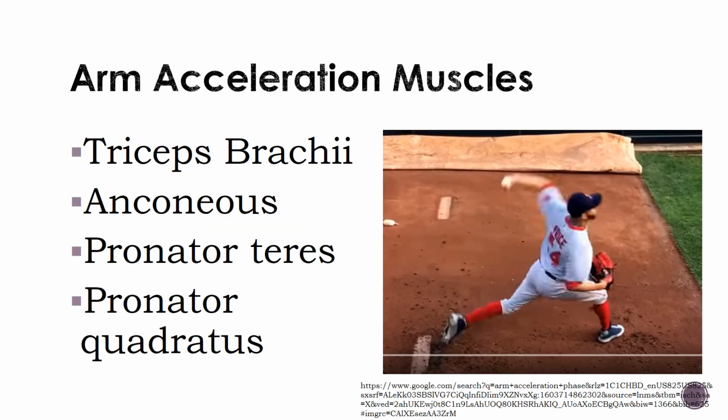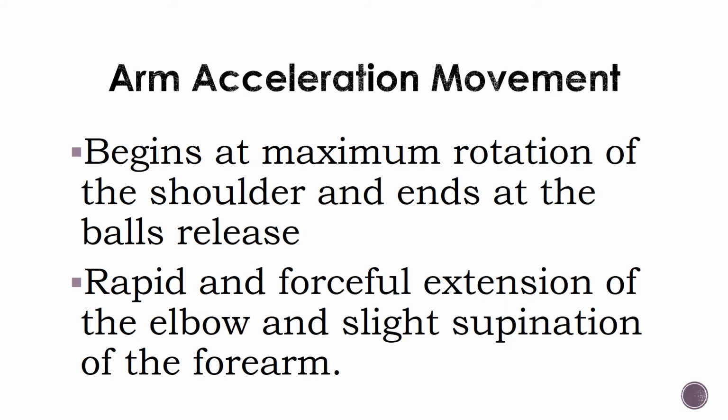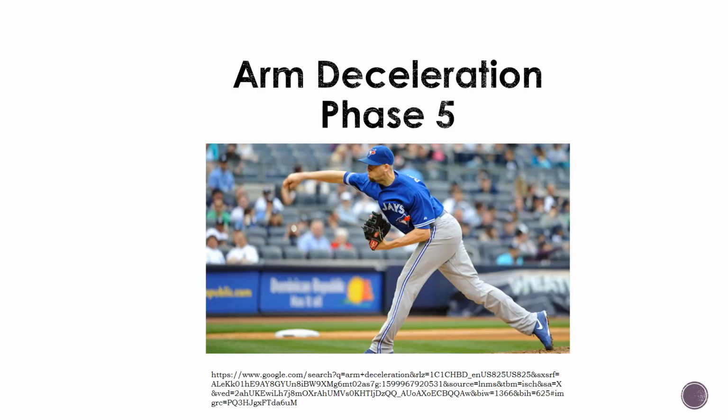Arm acceleration muscles are triceps brachii, anconeus, pronator teres, and pronator quadratus. Arm acceleration movement begins at maximum rotation of the shoulder and ends when the ball is released. The rapid and forceful extension of the elbow and slight supination of the forearm. This is what causes the injuries to the medial aspect of the elbow.